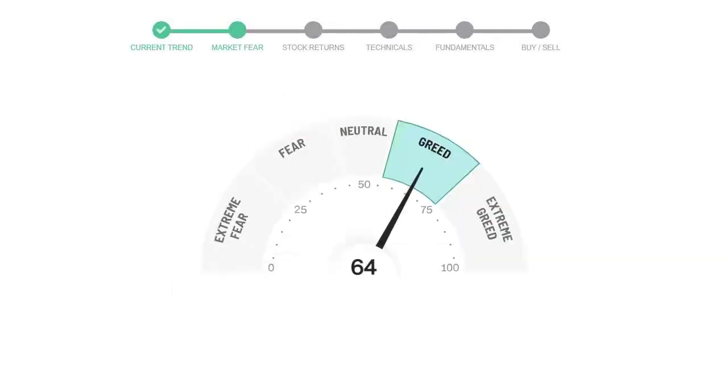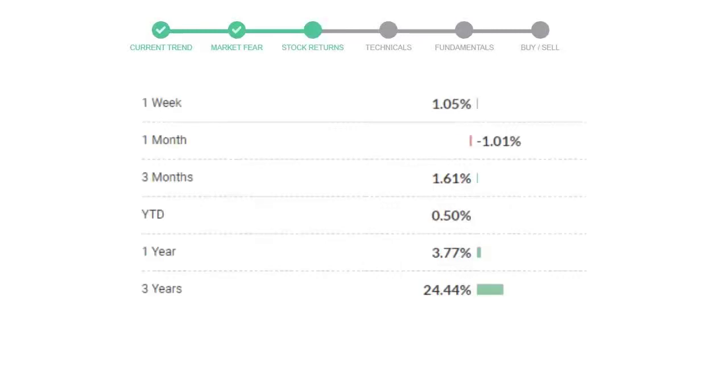Today's market fear and greed index is 64, which is indicating greedy emotion in the public sentiment. We usually look at this indicator to make our buy or sell decisions better. Walmart gave 1.05% returns in the last week, negative 1.01% in the last 30 days, and 3 months' returns are 1.61%.